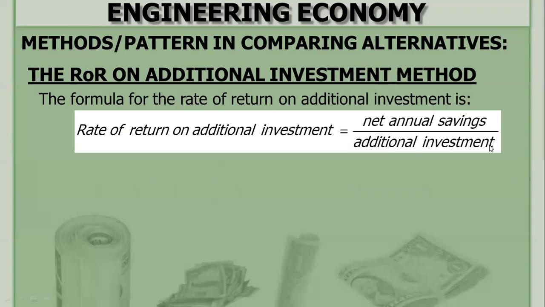So the criteria is if the ROR on additional investment is bigger than the required ROR, then you will choose the alternative with the bigger investment. Bale, ma-justify ang alternative that requires additional investment. But if the computed ROR is less than the required ROR, then you will choose the alternative that requires smaller investment. Okay, that's the criteria.